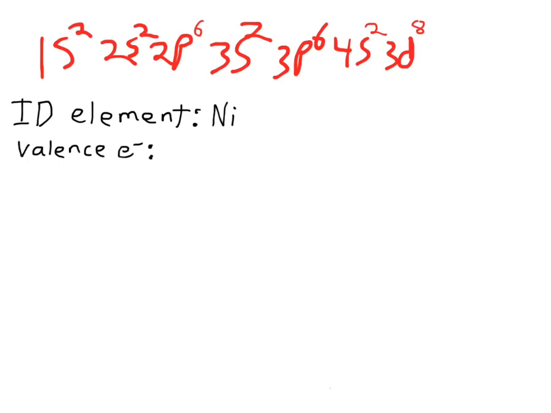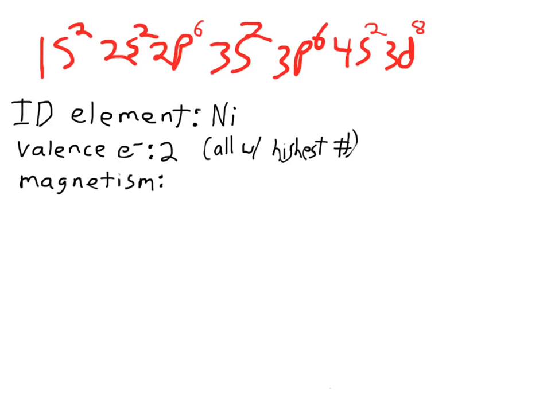Next question, how many valence electrons does it have? So you need to count all the electrons in the highest energy level with electrons in it, because that's the definition of valence electron. So it's not these. In fact, sometimes these are written over here instead of in the order they fill in, so you'll see it both ways. But it's the ones that are in an orbital starting with 4, because that's the highest energy level. So it's just these 2. 2 valence electrons, all the ones with the highest number.